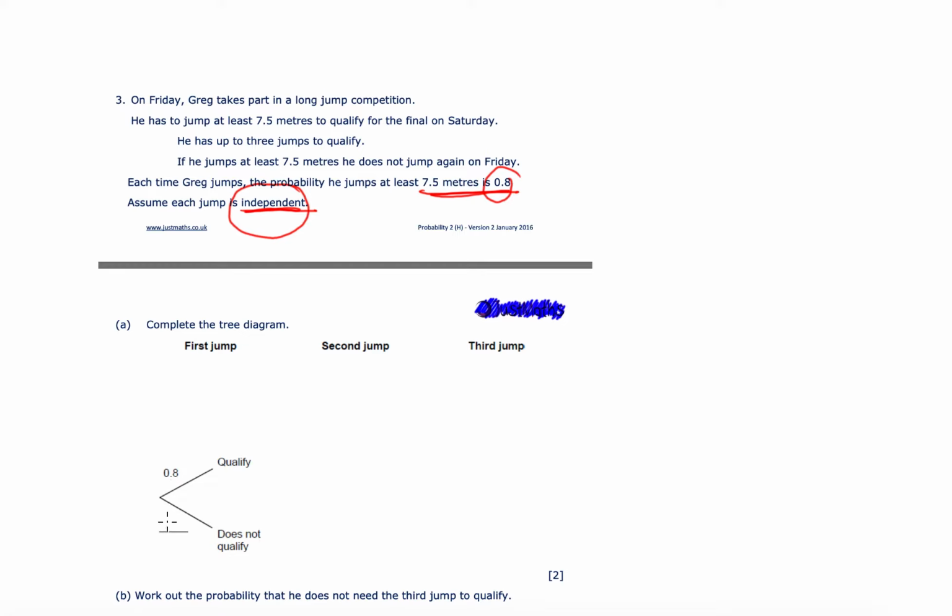Okay, so the probability that he qualifies is 0.8, and we know we have to add it to make 1, so 0.2 for not qualifying, but he can then try again if he doesn't qualify. So we have qualify and not qualify, and again the probabilities are the same, 0.8, 0.2. And then if he doesn't qualify again, he can try one more time: qualify, not qualify, and again the probability he qualifies is 0.8, and the probability that he doesn't qualify is 0.2. Of course we don't have branches coming off the qualify branches, because if you qualify you don't need to jump again.